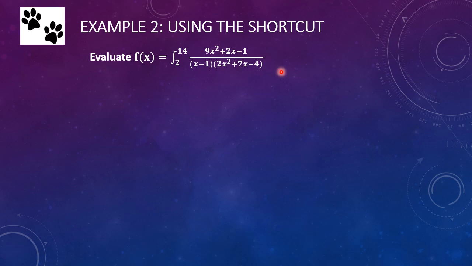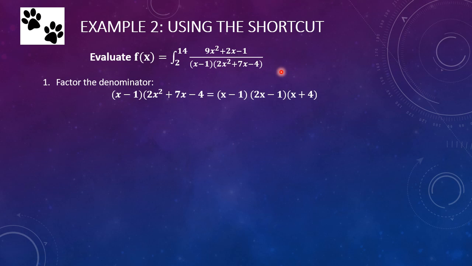So we're going to follow the same steps, except this time, instead of factoring and using simultaneous equations or systems of equations, we're going to use the shortcut. So the first thing we want to do is factor the denominator, and this factors into x minus 1, and then the quadratic factors into 2x minus 1 and x plus 4.